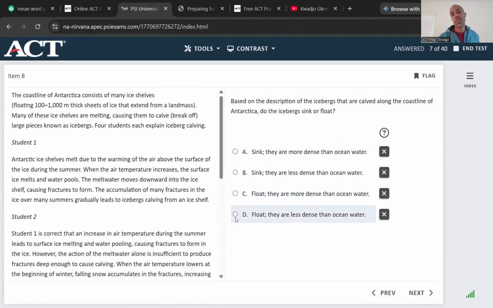I'm going to choose D. So here again, there's not a lot of them, but this requires background information. Icebergs are floating ice in water. If they're floating, they don't sink. And if they are floating, they have to be less dense than water. If they were more dense than water, they would sink.